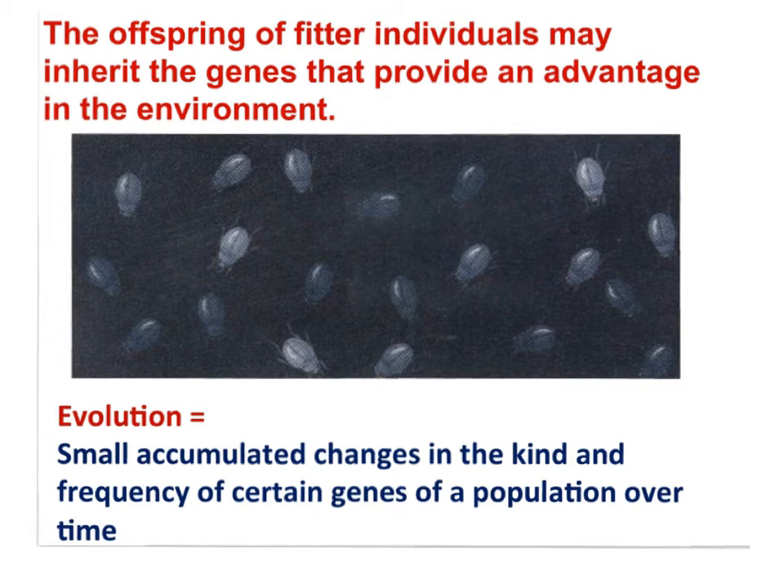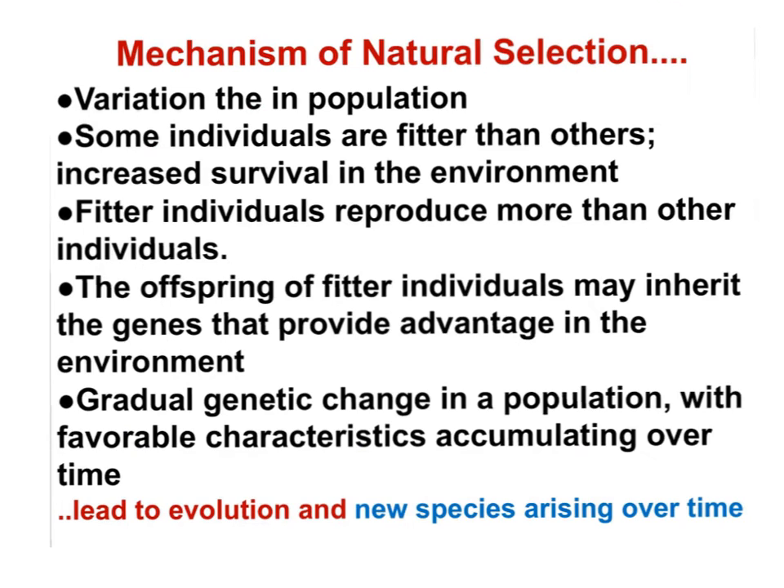The collective set of genes, known as the gene pool, changes. With the bird as a predator in an environment with a dark background, individuals with darker coloration increase. There is a genetic shift in the population toward a higher frequency of beetles with the darker carapace. Evolution can be defined as small accumulated changes in the kind and frequency of certain genes in a population over time. So here is the mechanism of natural selection leading toward evolution and the formation of new species.